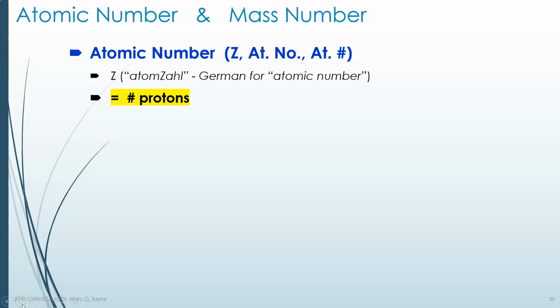Atomic number is just the number of protons. The number of protons is the only thing that determines what element that atom is. Nothing else determines it, not the number of neutrons, not the number of electrons, not its charge, only the number of protons. So if I tell you it has 6 protons, you know it's carbon because the atomic number of carbon is 6, and therefore it has 6 protons.